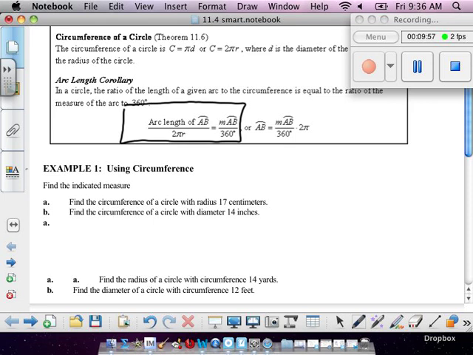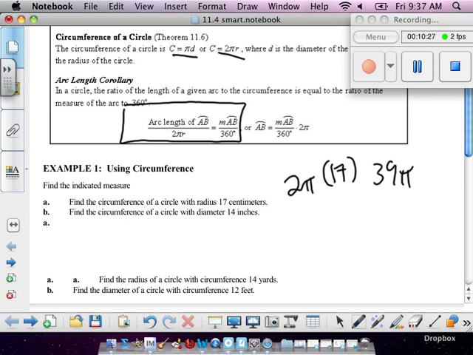2 pi r. So 2 pi r is circumference or pi times diameter. Do I have the radius or the diameter? Radius. So 2 pi times 17. And we can just leave it in pi form, 34 pi. 2 times 17. Okay, what about the next one?